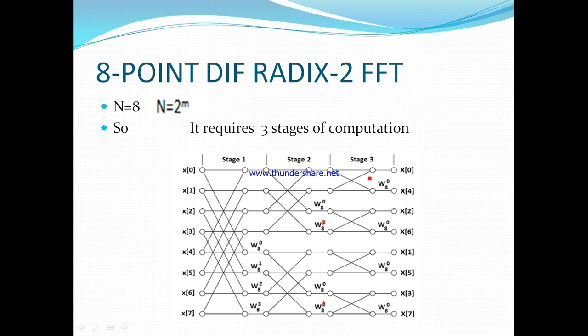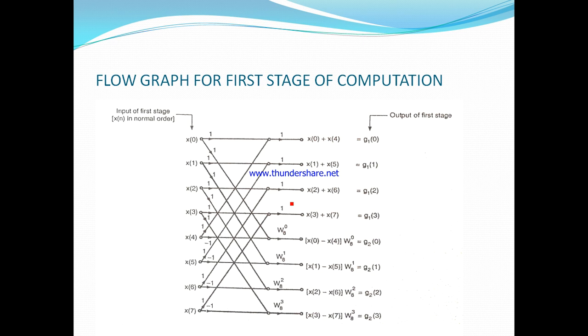And here for the 2-point DFT, we have only W8 power 0, only 1 twiddle factor. Next we are going to see the stages of calculation separately. Here is the flow graph for the first stage of computation. Here we are writing the input x of n, the input sequence: x of 0, x of 1, x of 2, x of 3, 4, 5, 6, 7. So we are writing the sequence in normal order.